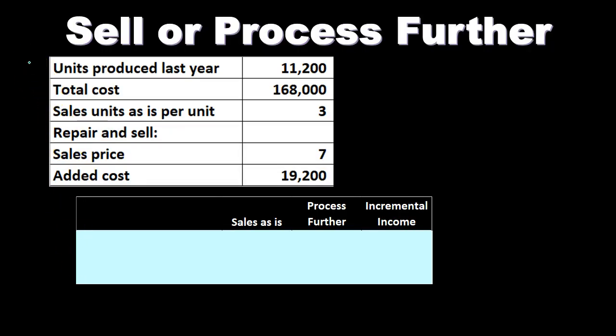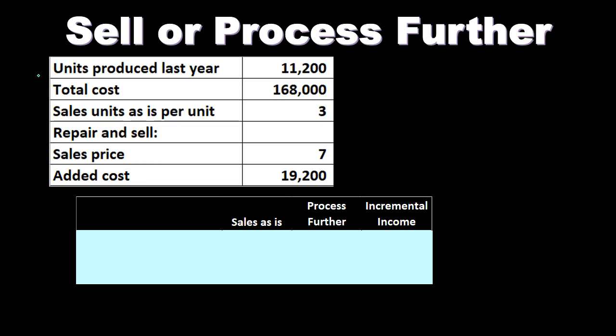This is going to be the data that we're going to have. We got the units produced, 11,200. The total costs are going to be 168,000. Sales units as is, we can sell them for $3 per unit, or we can repair and sell them for $7 and an added cost of 19,200 in order to do this. Now again, we have a repair item here. It says that we are going to repair these items, and these items have already been produced.